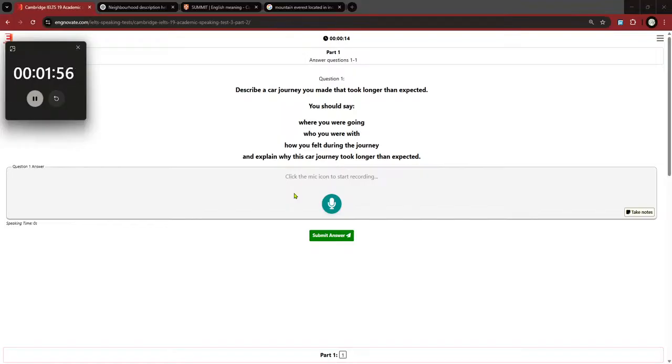Describe a car journey you made that took longer than expected. Where you were going: to my hometown from the city. Who were you with? I was alone. How you felt during the journey: solitude, life. Explain why this car journey took longer than expected: because I visited my friend in the midway.